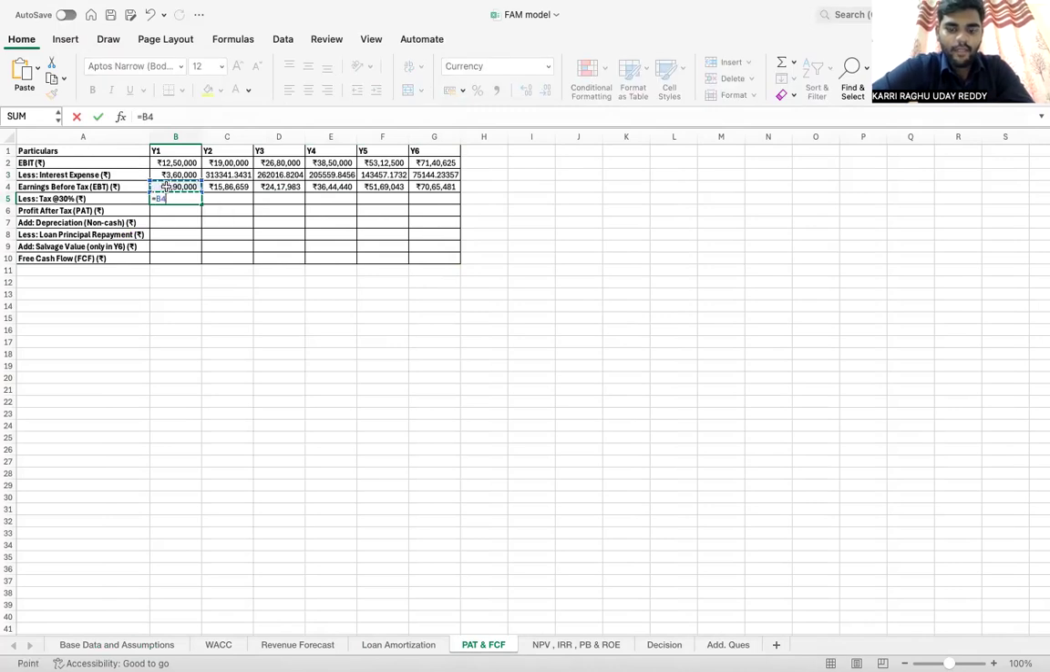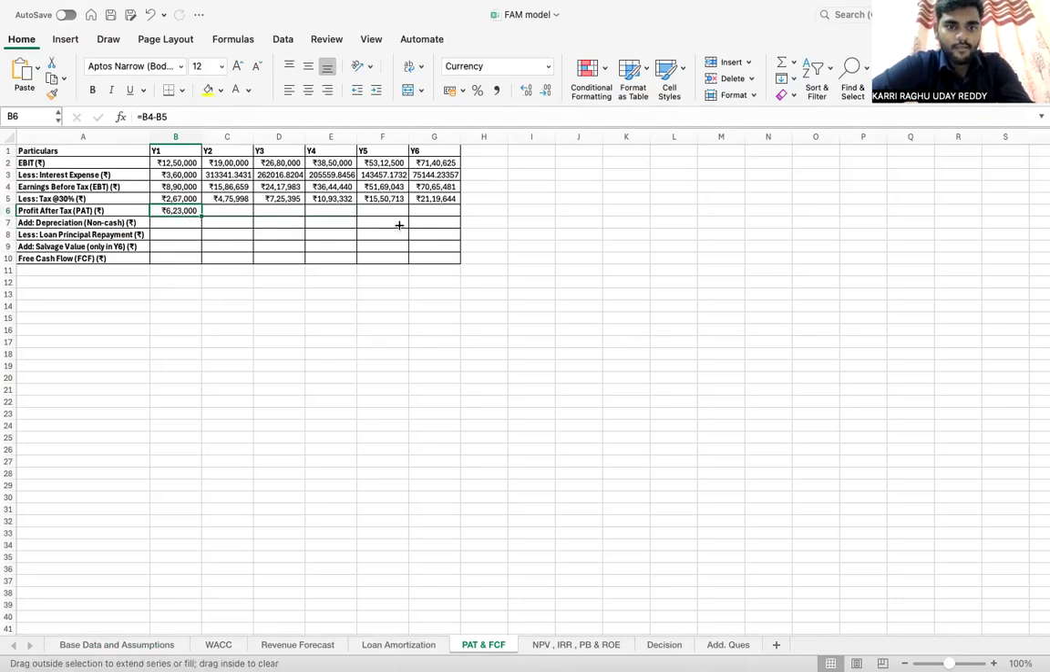I'm dragging, so I got the EBT amount, and the tax rate is given 30%. That will be EBT into 30%. So the tax value will be 2,67,000. I'm dragging the same for 6 years, and the profit after tax, PAT, comes to earnings before tax minus tax amount, 6 lakh 23,000. Dragging the same amount here for the rest of the years.